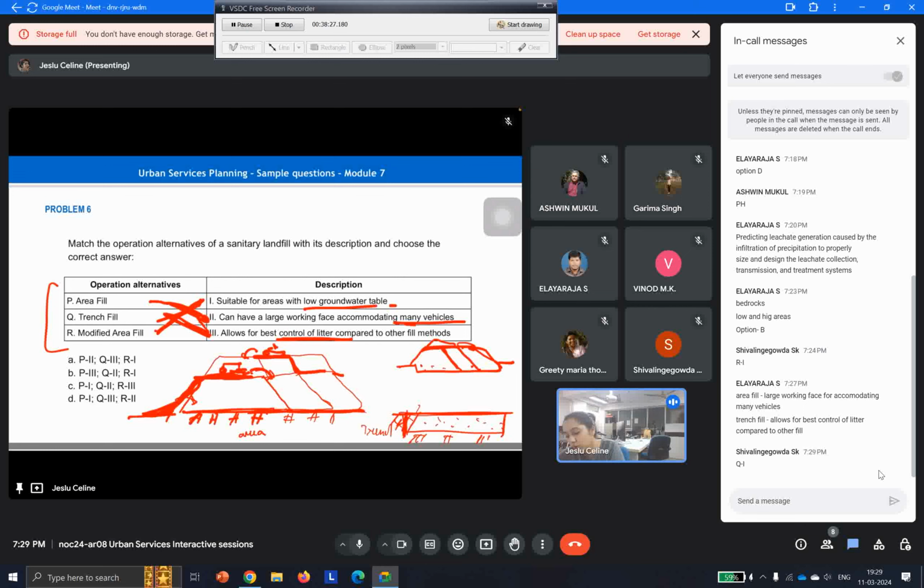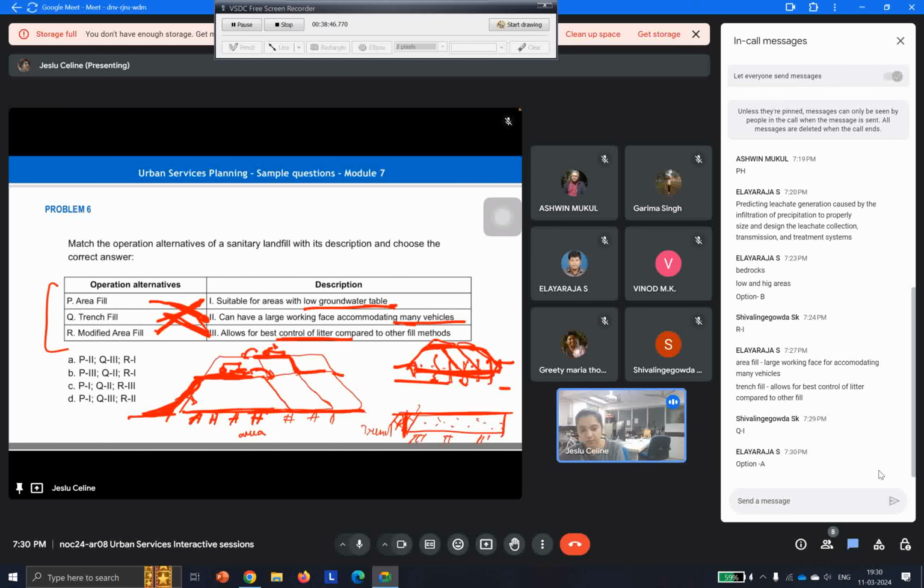It's suitable for areas with a low groundwater table. So why is it suitable for areas with low groundwater? We discussed that when we are making a trench, we're going down, and there's a huge pile of waste which is coming on top of it, which means there can be seepage of leachate onto the groundwater. If we have adequate space between the water table and the trench, only then can we have space for liners, drainage, and everything. So that works out to option A. Very good. That's been correctly answered.